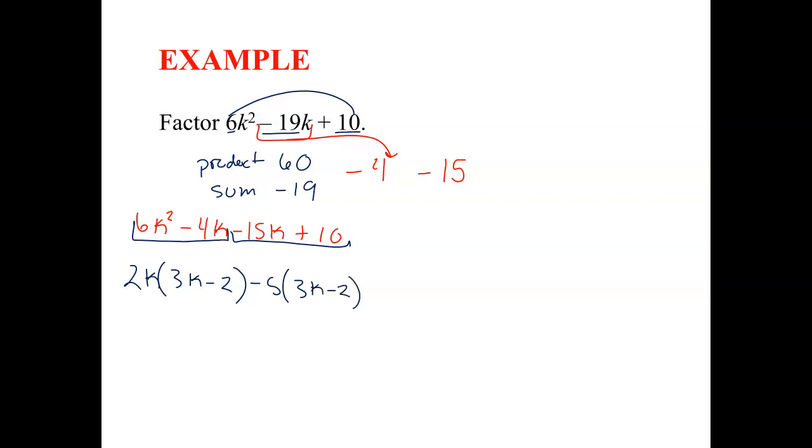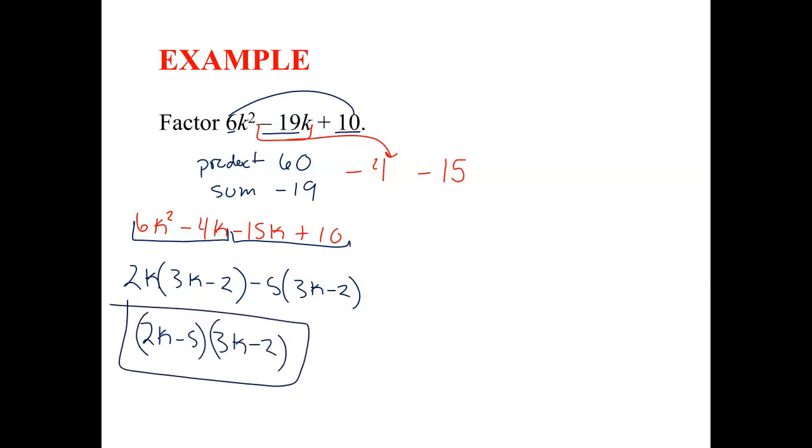Keep going. It's 2k minus 5. Then we're done. Can't you also do it where it's like 6k minus 4, 6k minus 15, and do it that way? 6k minus 4 and 6k minus 15, is that what you're saying? Yeah, I mean, you're essentially doing the same thing. Yeah. And like I said, there's like 3 or 4 different ways to do it. As long as you get here, okay. Just get there.